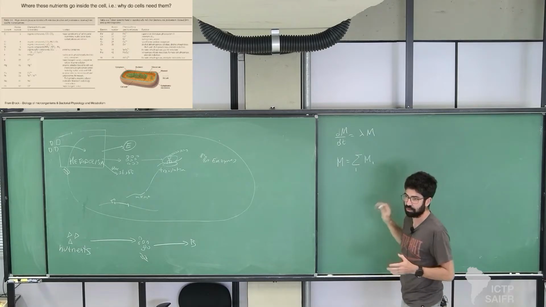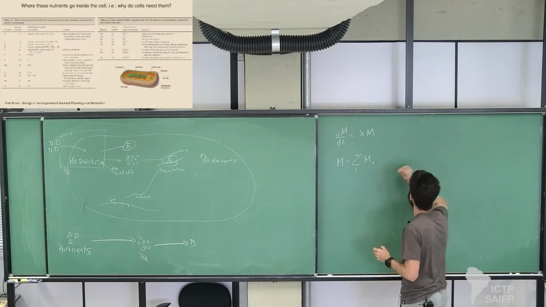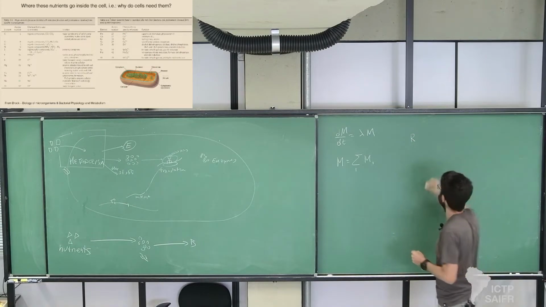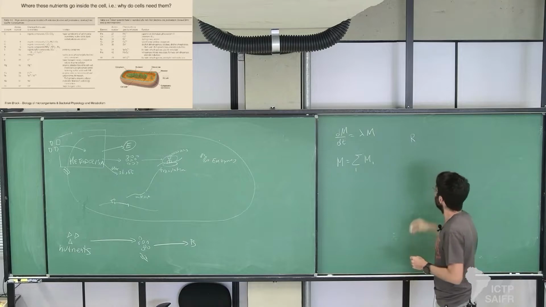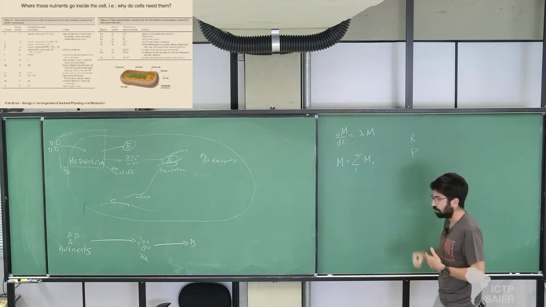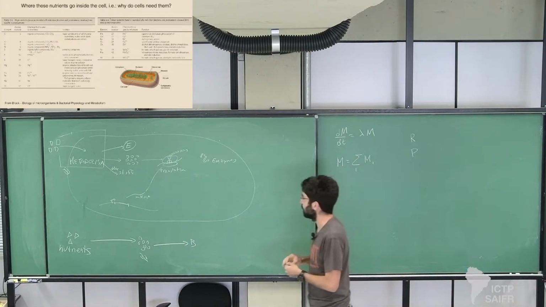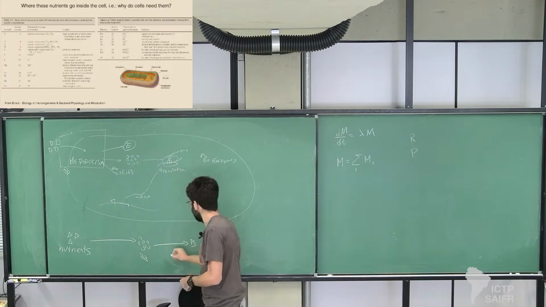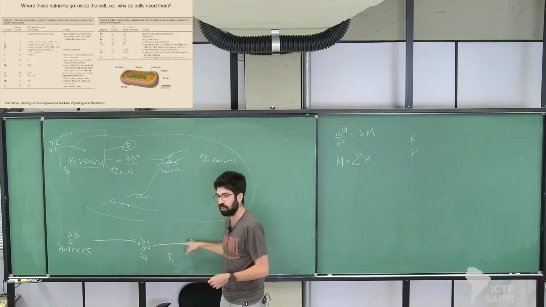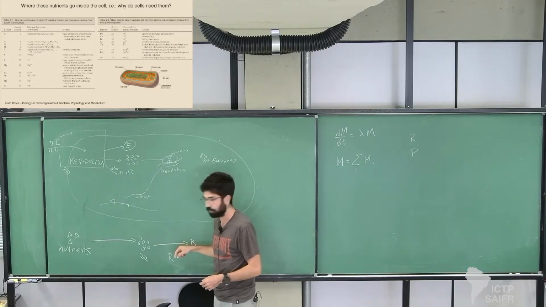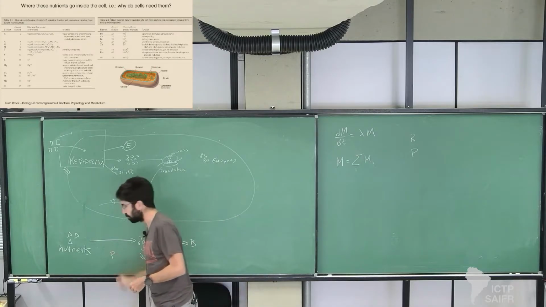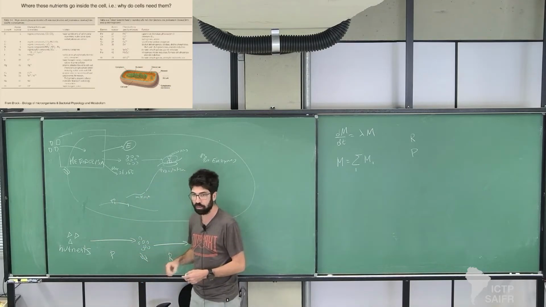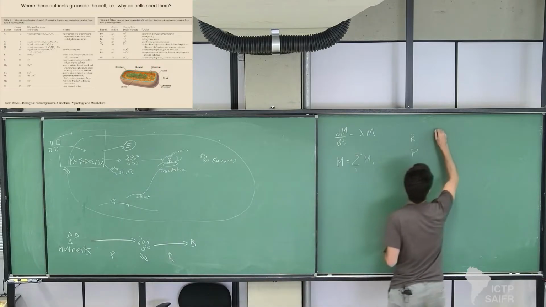Three sectors, okay? One is the ribosomal sector, okay? So these are ribosomes. Then there is a P sector, which is all the proteins that are related to metabolism. So the R sector is responsible for this flux. Then there is a P sector, which is what is responsible for metabolism. So if you want, this is translation.